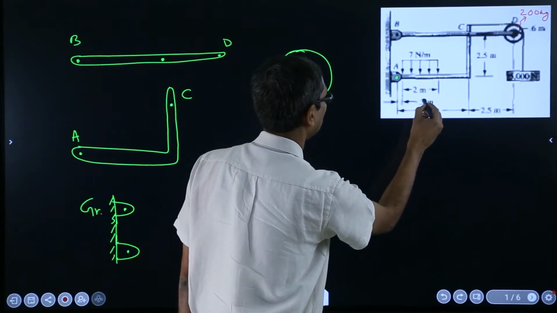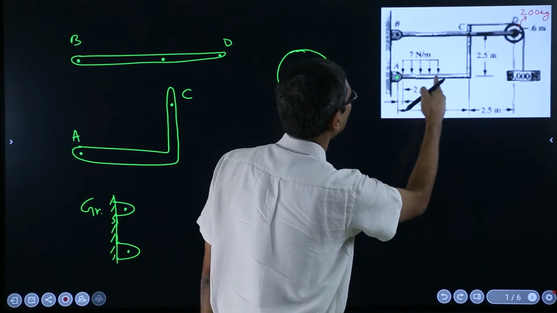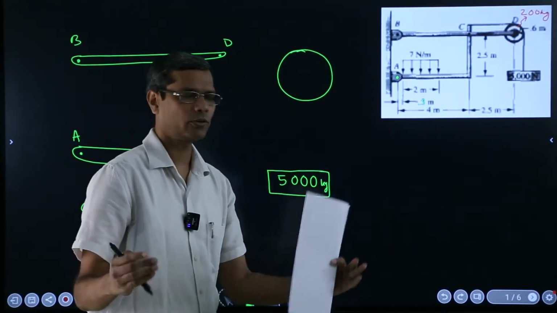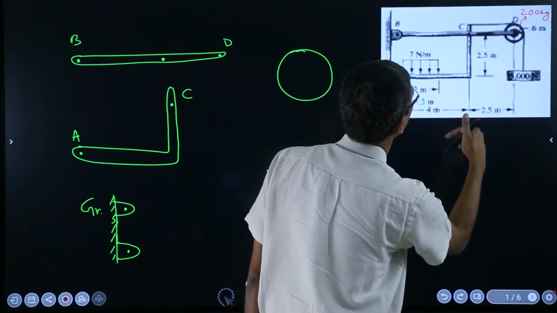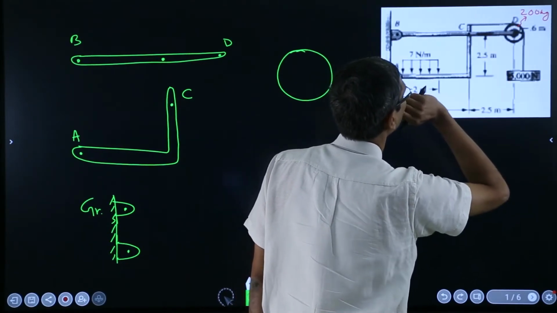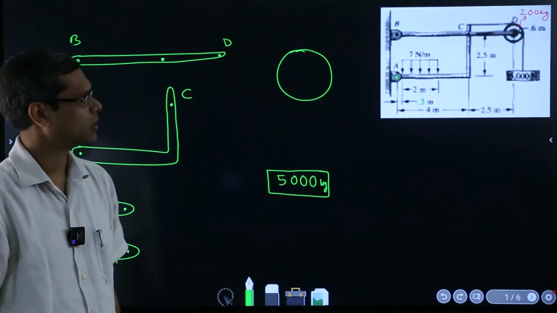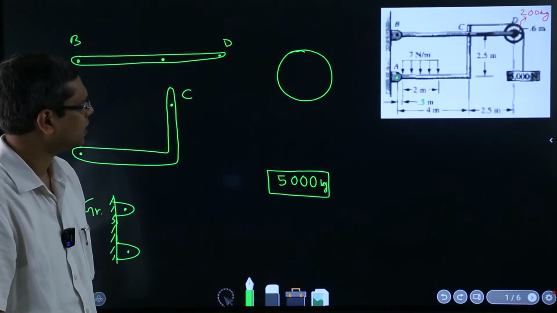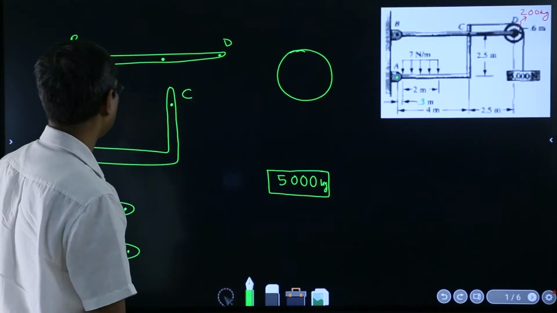So this is 0.3 meters from here, and then there is a 2 meter length of uniformly distributed loading, and then this is 4 meter, this is 2.5 meter, this height is 2.5 meter, and the radius of the pulley is 0.6 meters. So that's the dimensions of the complete structure.